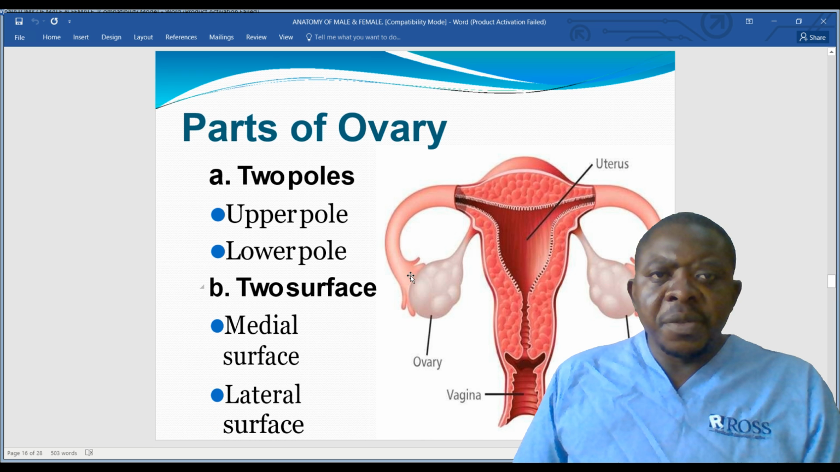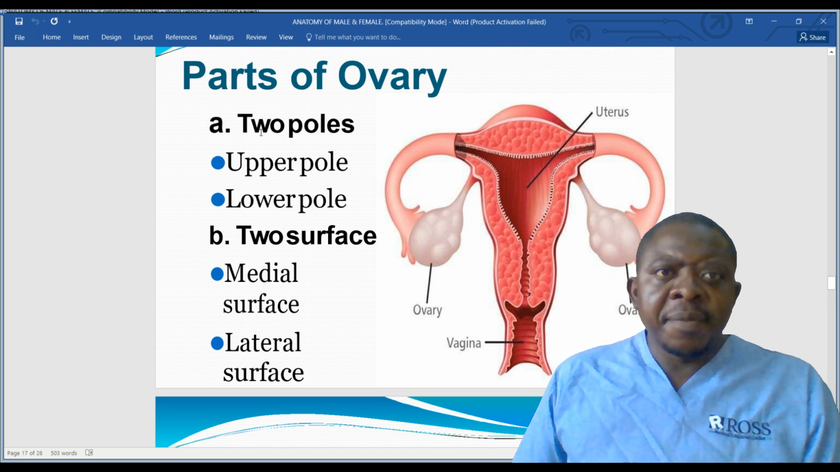Parts of the ovary. We have two poles, upper pole and the lower pole. We have two surfaces. We have the medial surface and the lateral surface. So these are the parts of the ovary.